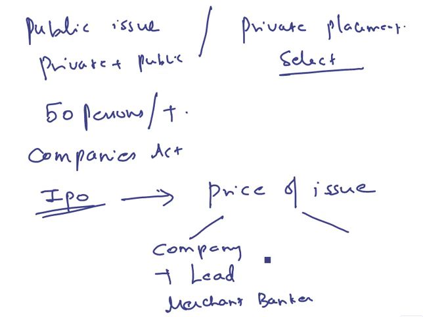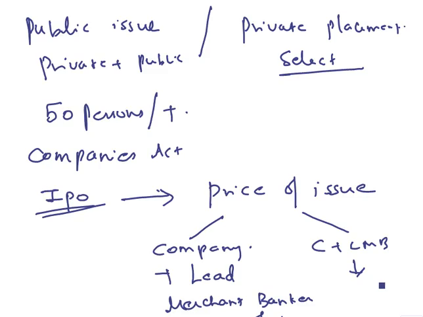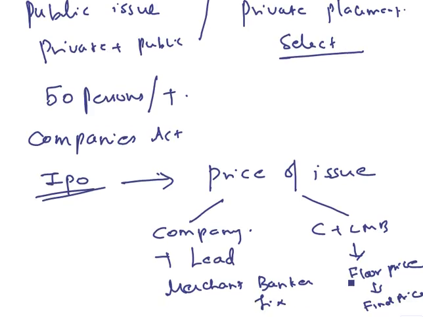or these two people, the company plus the lead merchant banker, can fix a price, or they can give it to the market after deciding the floor price. They will decide a floor price and roll it to the market to determine the final price. So the point here is they will decide the floor price and then the market will decide the final price.